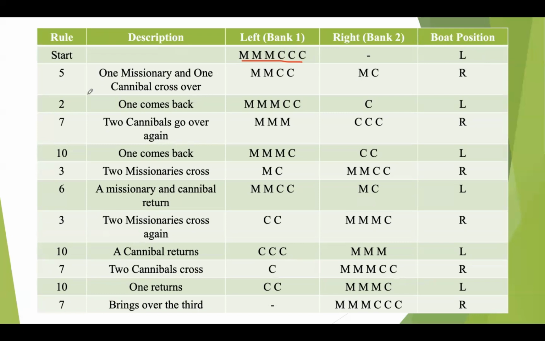So let us apply rule 5. One missionary and one cannibal cross over. Here we are taking one missionary and one cannibal, and they are moving towards the right side of the river. When they move from the left side to the right side, the boat also moves, because they are moving using the boat only, right?